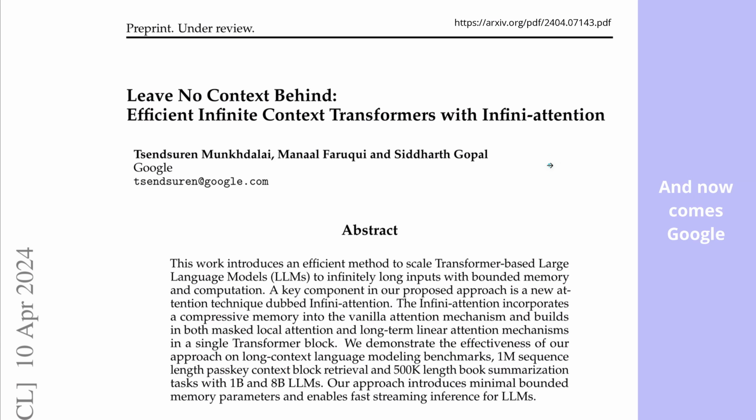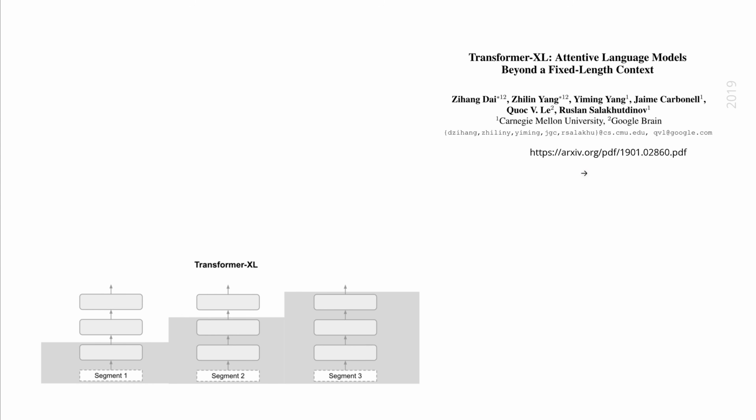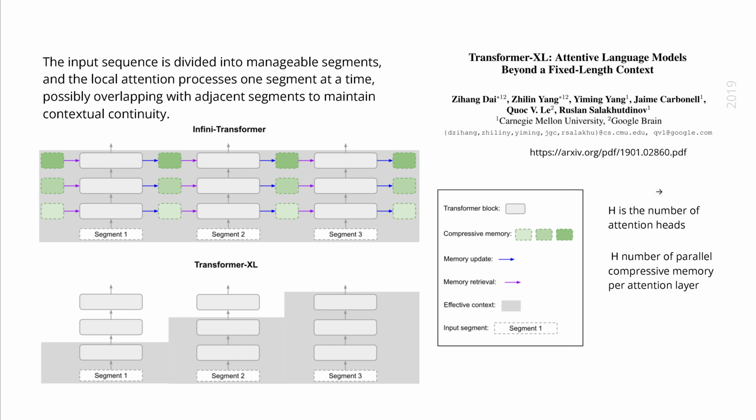Now Google published on April 10 a new Infini-attention. So let's have a look at what it is. Now you have to know there's a long tradition. You see, in 2019 we already had Transformer-XL, attentive language models beyond a fixed-length context. And it further evolved. We had the Compressive Transformer, Memorizing Transformer, AutoCompressors, and now the latest step in the evolution, which is called Infini-Transformer.